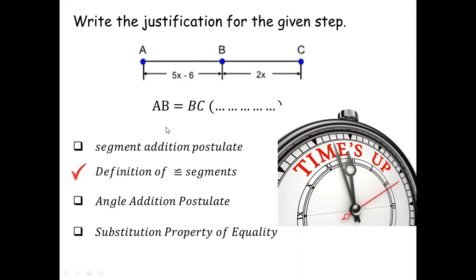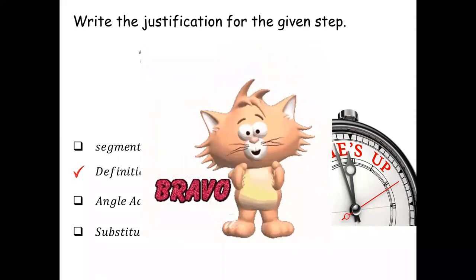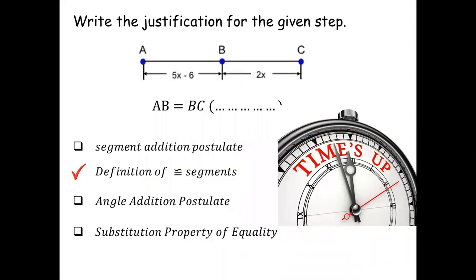Now if they would have written, in place of AB, 5x minus 6 equals 2x, then that becomes substitution property of equality because they're replacing. But here nothing happened. They only said AB equals BC, which is the definition of congruent segments, which means two segments are equal. Well, if you've got the answer right, bravo, that's well done. So let's move on with the next question.